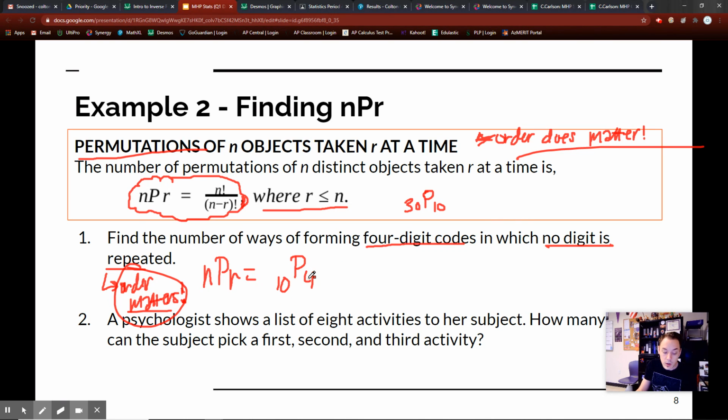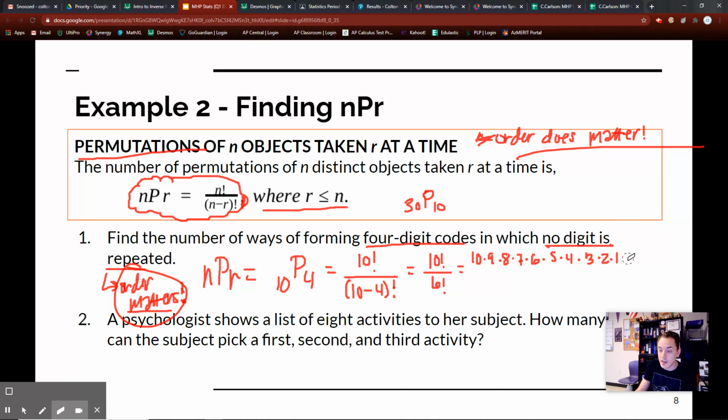So what is this? Following my formula, this equals 10 factorial, because 10 is my n, divided by (10 minus 4) factorial, where 4 is my r. This equals 10 factorial over 6 factorial. What this equals then is 10 times 9 times 8 times 7 times 6 times 5 times 4 times 3 times 2 times 1, all over 6 times 5 times 4 times 3 times 2 times 1. This is the evaluation of the factorial.